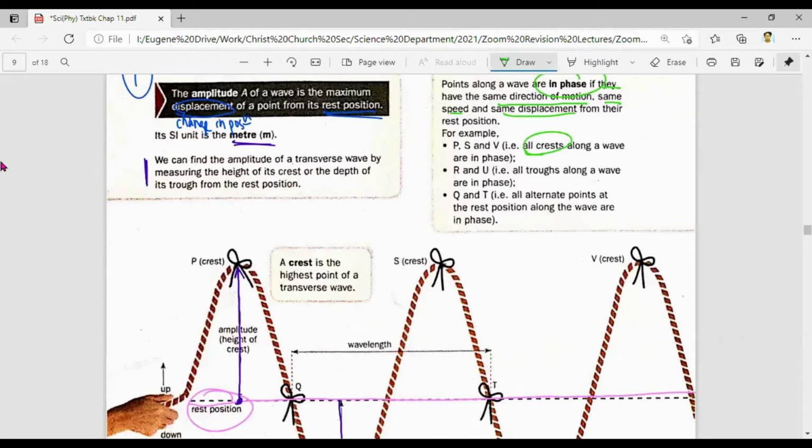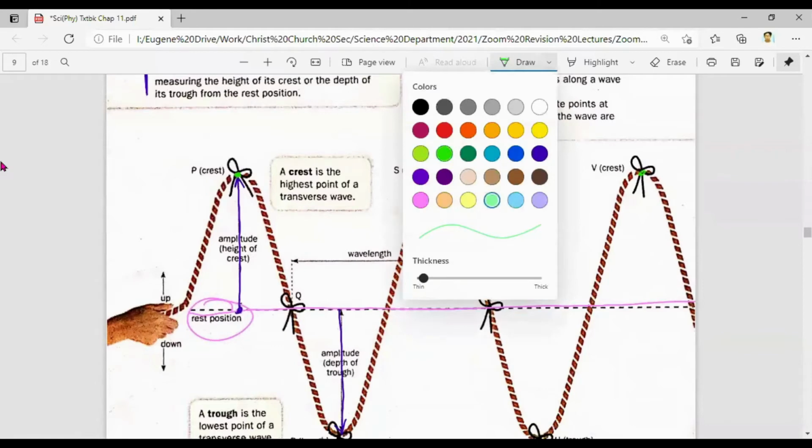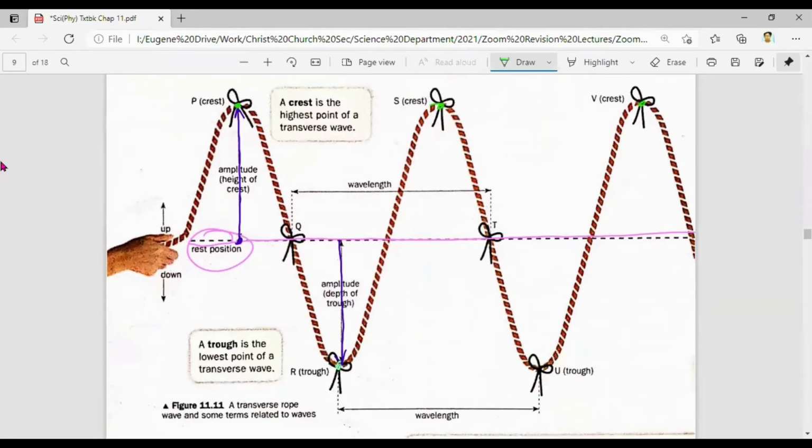All the crests are in phase. All the crests. So here, here, here. These 3 points, because they're all crests, this is in phase with this, this is in phase with this. Another one, let's use a different color now. Okay, all troughs are also in phase. So troughs over here, troughs over here. So these 2 points are also in phase.